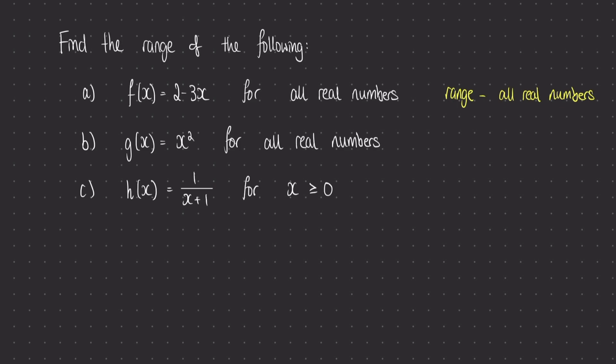For part b, we have the function g of x equals x squared for all real numbers.